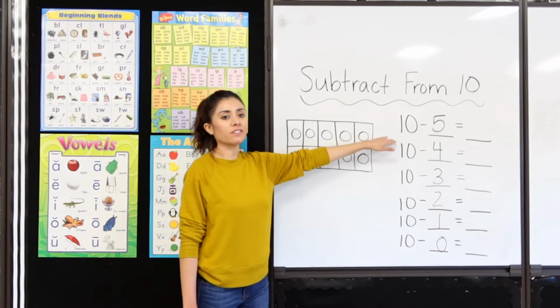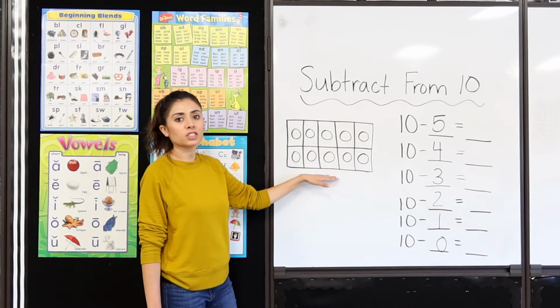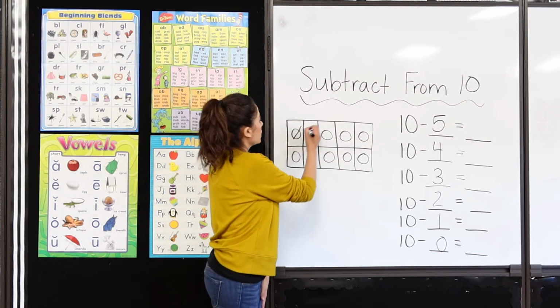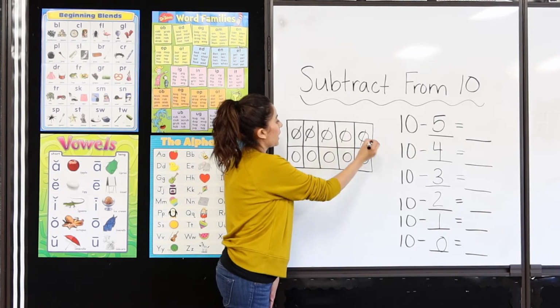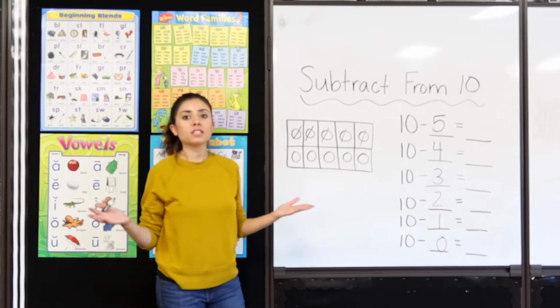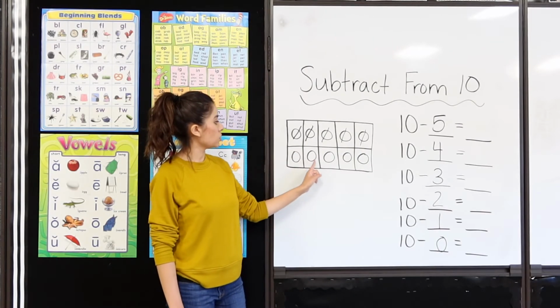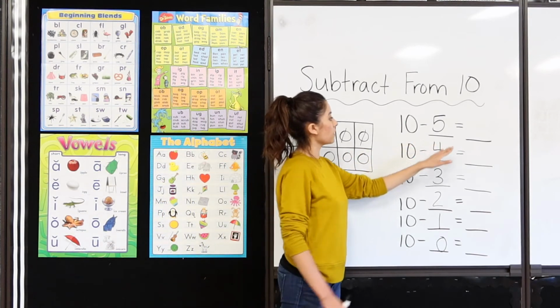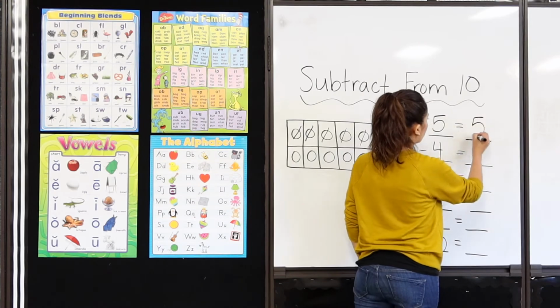10 minus 5. I have 10 counters in my tens frame. Let's go ahead and cross off 5. 1, 2, 3, 4, 5. Okay, how many do I have left? 1, 2, 3, 4, 5. 10 minus 5 equals 5.